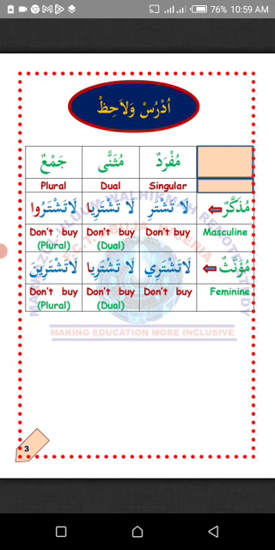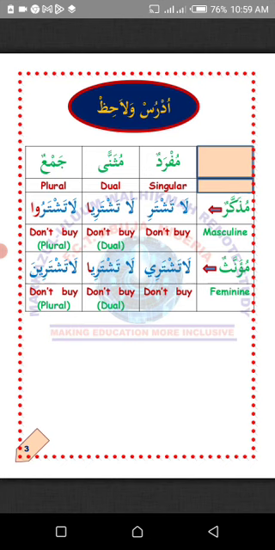So if they are more than two, you attach waw. Remember, once waw is attached, the letter before it must take dhamma, as we know that waw is the mother of dhamma in Arabic. So the verb لا تشتري will now become لا تشتروا, which means don't buy, commanding a group of male persons.